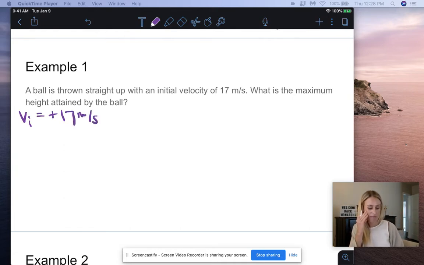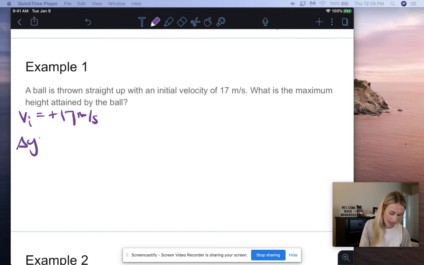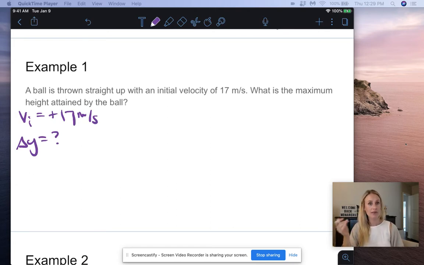Now, they're asking us for the maximum height attained by the ball. When we're talking about a height, that's a distance or a displacement in this case. So since we have a displacement that we're looking for, I'm just going to put delta y equals question mark. The reason I put delta y is because we're going in the vertical direction. You could put delta x too, that's totally fine, but I do want to start denoting which direction we're going because we are going to start projectile motion soon, where we'll have 2 dimensions. So what is the maximum height attained by the ball?